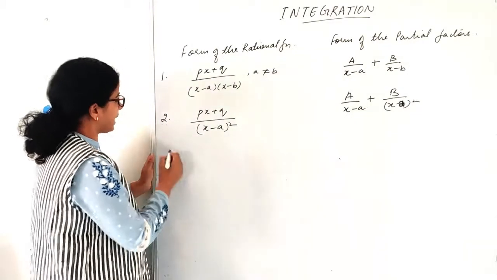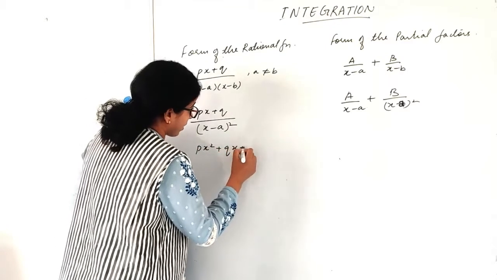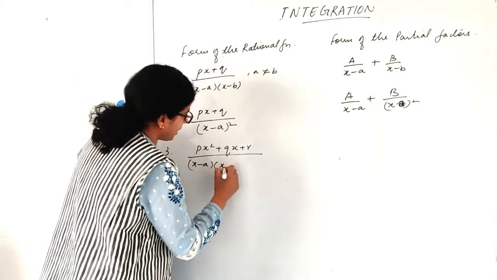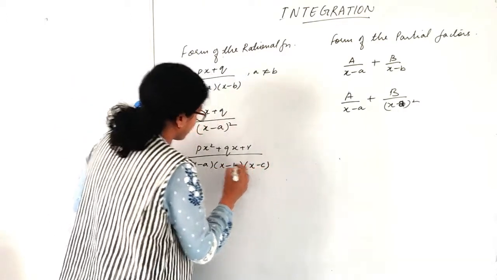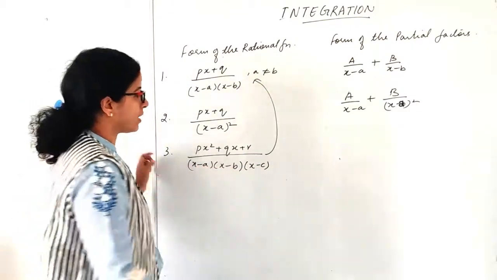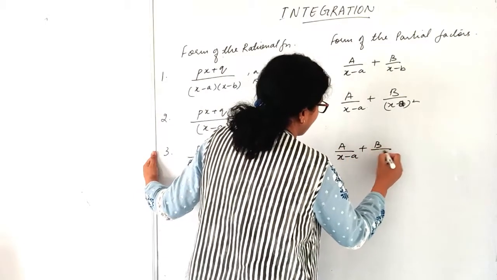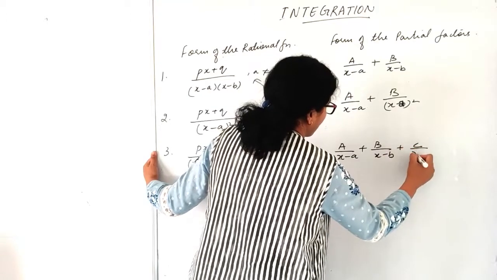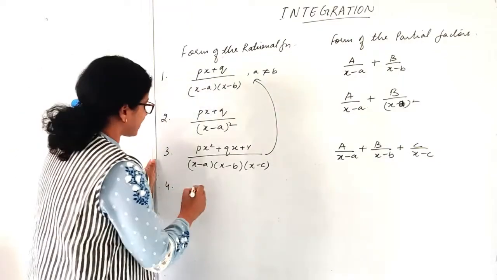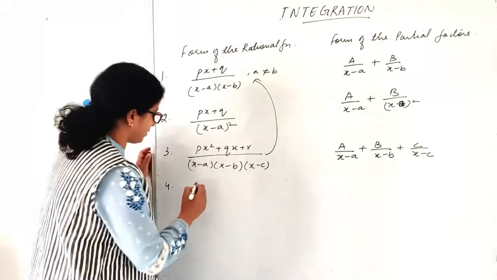Is it clear? Third can be, say for example, I have a quadratic in the numerator and I have 3 linear factors in the denominator. So it will be of the same kind like this, where a is not equal to b, not equal to c. So you can write here A upon x minus a plus B upon x minus b plus C upon x minus c, right? Now fourth is, say for example, I have a combination of a repeated root and a linear factor.